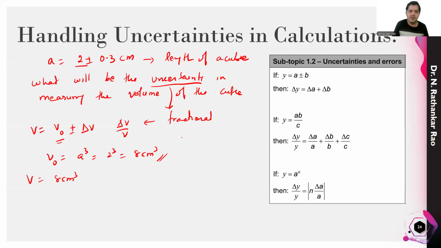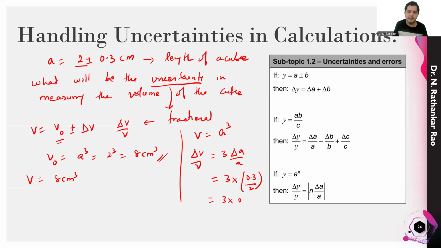But I want delta V. How do I find delta V? V is equal to a cube. Now by this formula, I can write delta V by V is equal to 3 times delta A by A. Why? Because n is equal to 3, I can pull this down, and thus I can write like this. So which should be 3 times, what is delta A by A? This is 0.3 divided by 2, where this is delta A and this is A. So I will write this as 0.3 divided by 2, which is equal to 3 into 0.15, which is equal to 0.45. Delta V by V is equal to so much.